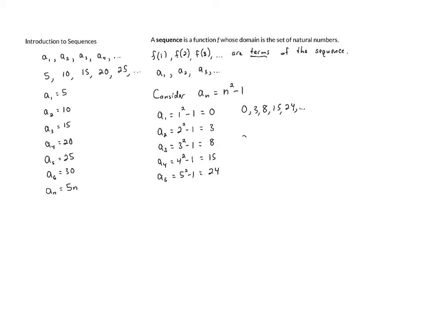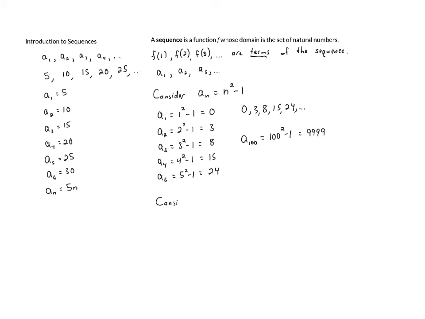We could figure out further numbers in this sequence. If we wanted a sub 100, we could take 100 squared minus 1. 100 squared is 10,000, and 10,000 minus 1 is 9,999. If we're given the formula for a particular sequence, that's all the information we need to figure out any element in the sequence.